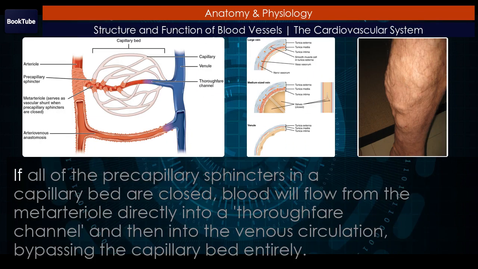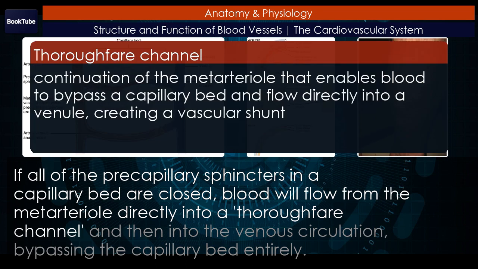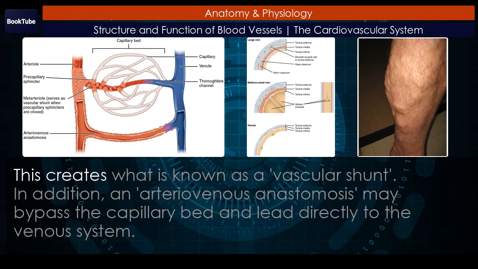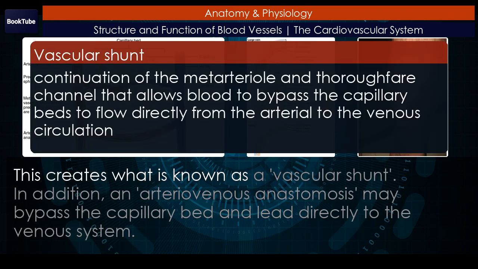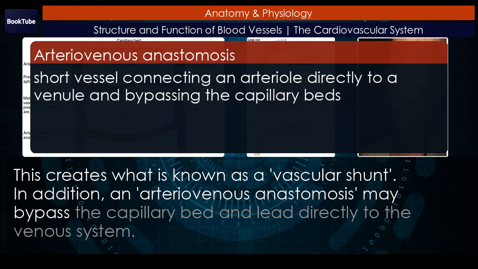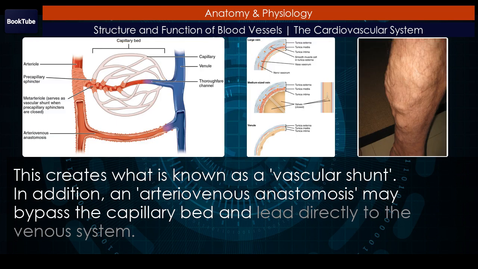Figure 5. If all of the precapillary sphincters in a capillary bed are closed, blood will flow from the metarteriole directly into a thoroughfare channel, and then into the venous circulation, bypassing the capillary bed entirely. This creates what is known as a vascular shunt. In addition, an arteriovenous anastomosis may bypass the capillary bed and lead directly to the venous system.